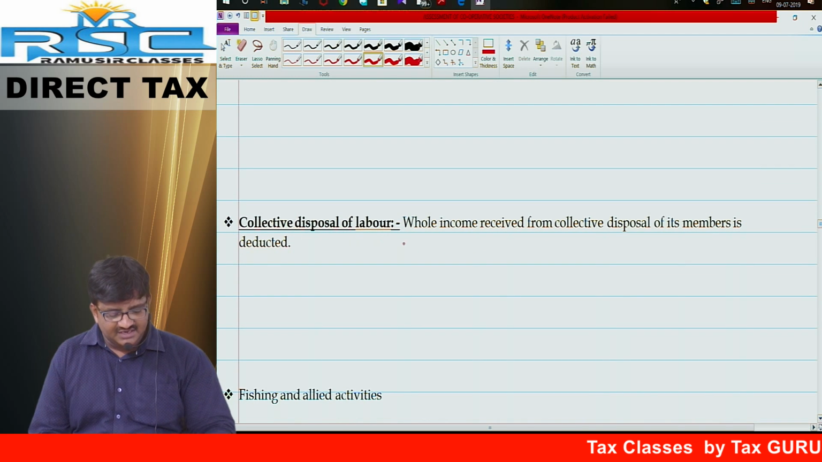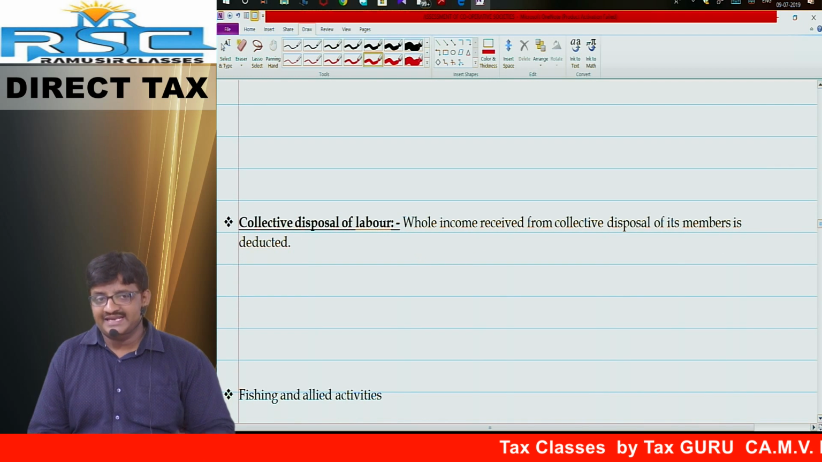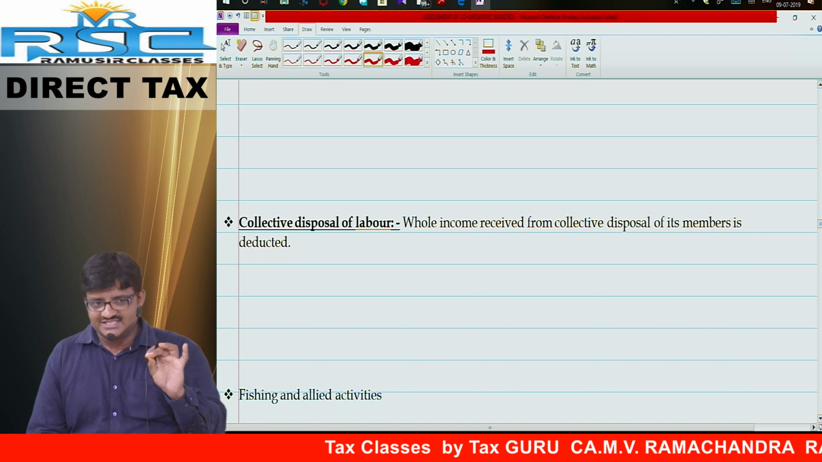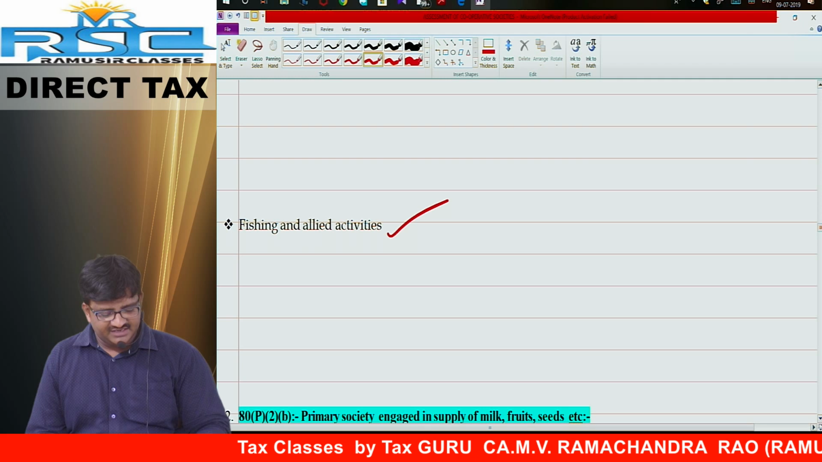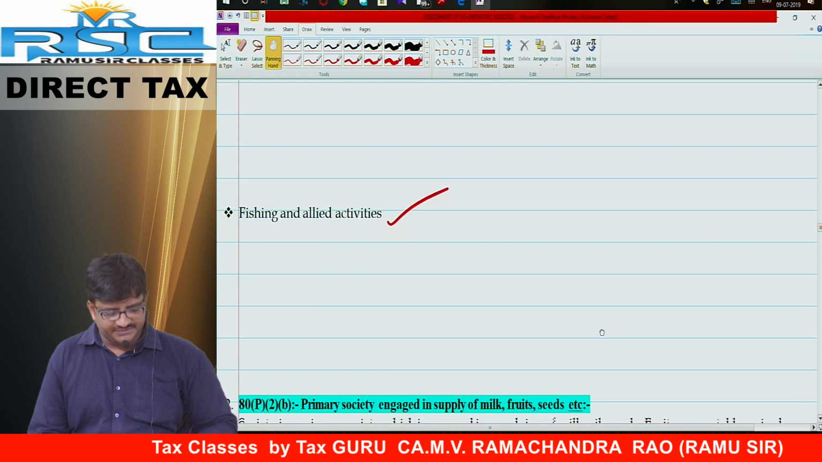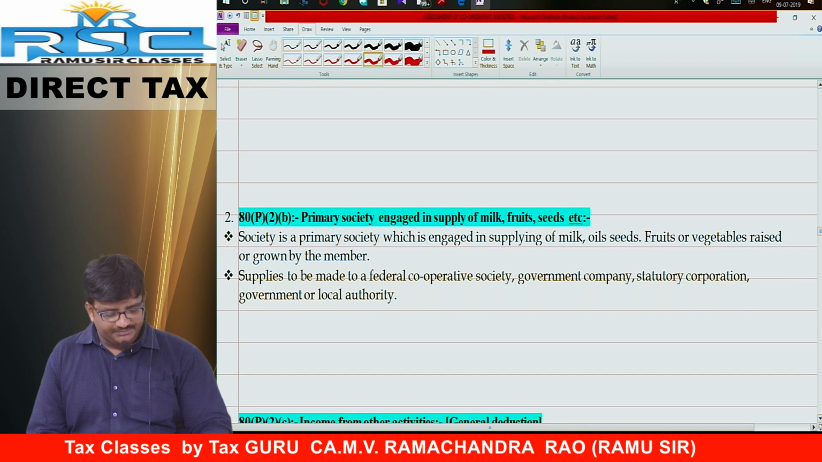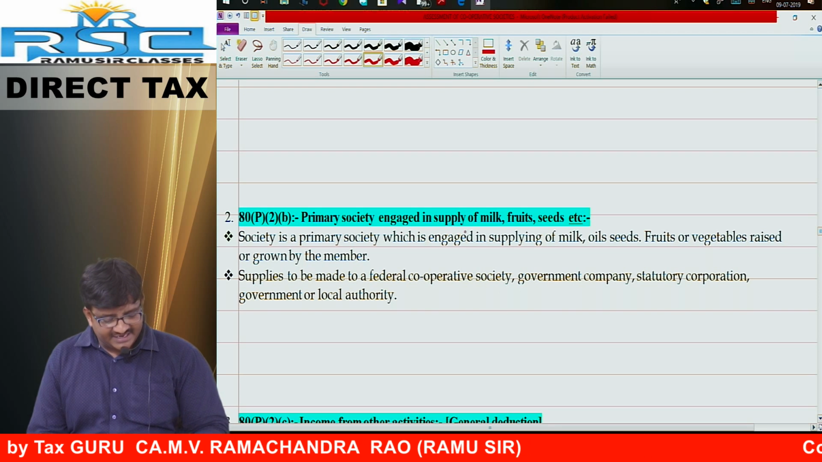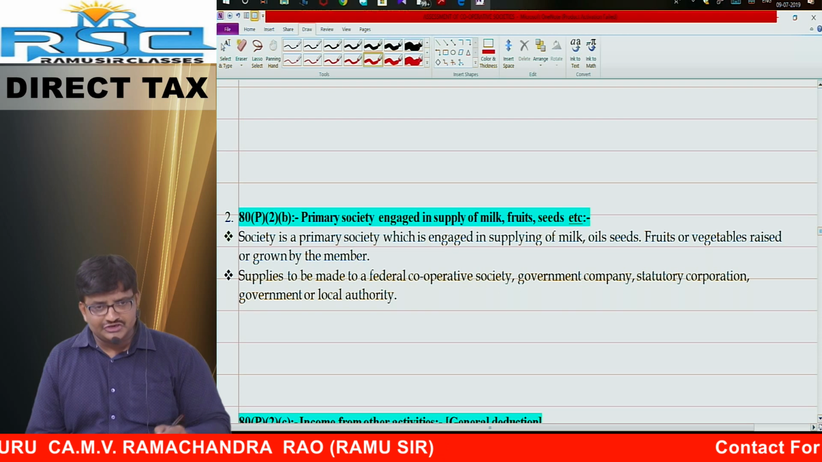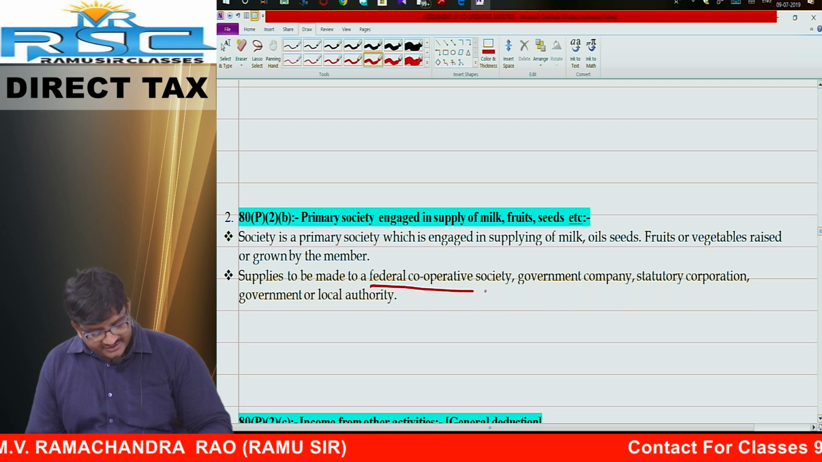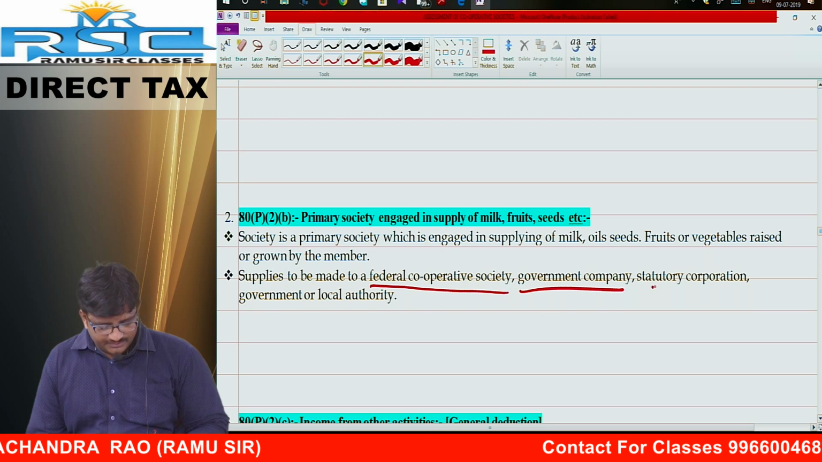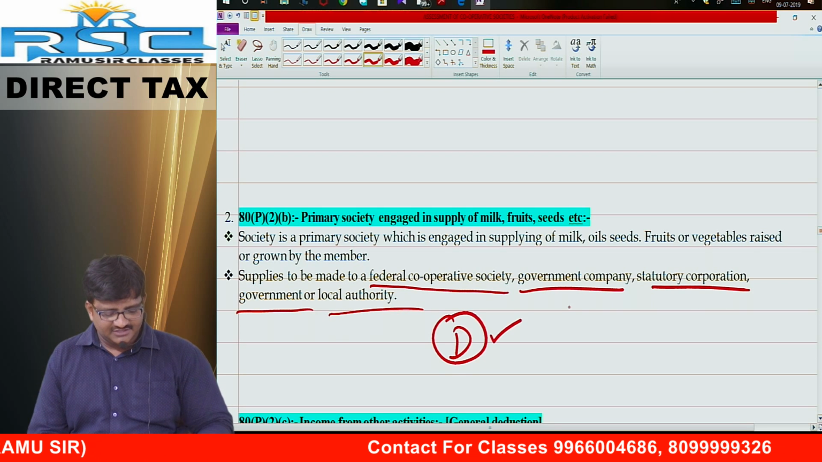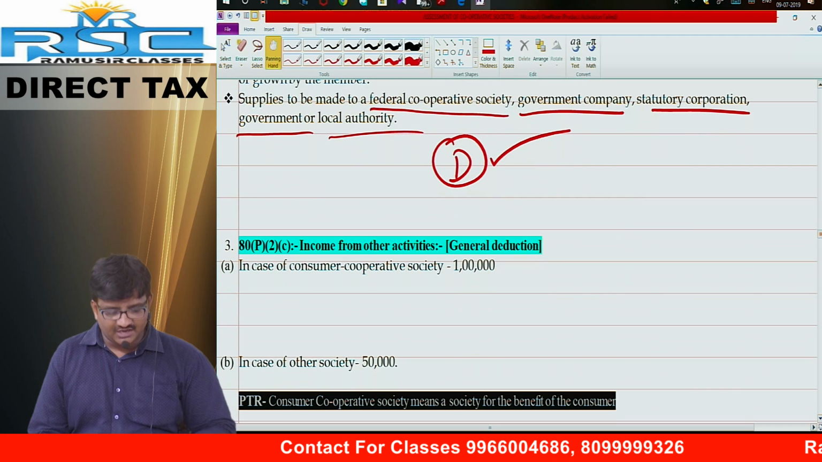Next one, friends, collective disposal of labor. In case of collective disposal of labor also, their income is fully allowed as deduction. Next one, fishing and allied services allowed as deduction. These are the points, friends. Next number, 80P subsection 2 clause B. A primary society engaged in supply of milk, fruits, seeds to a federal cooperative society, government company, statutory corporation, or government local authority is also allowed as deduction, as we covered earlier.